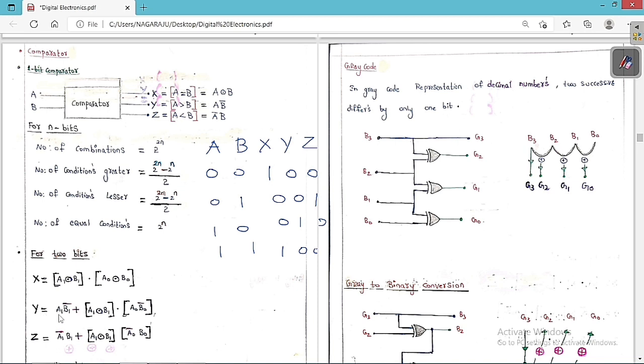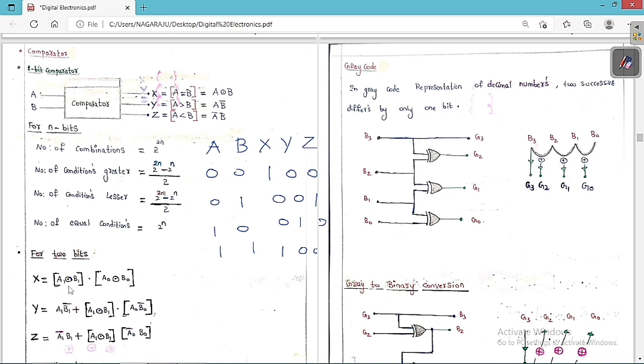Similarly for Y, Y is activated only when A is greater than B. So here we are going to get A1 B1 bar plus A1 XNOR B1 into A0 B0 bar. Similarly for Z, when A is less than B, that is going to get activated. So similarly we can say A1 bar B1 plus A1 XNOR B1 into A0 bar B0. So this is the expression that we are going to get.